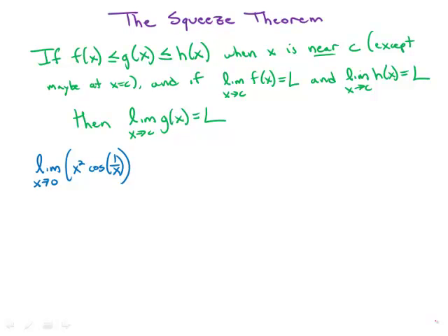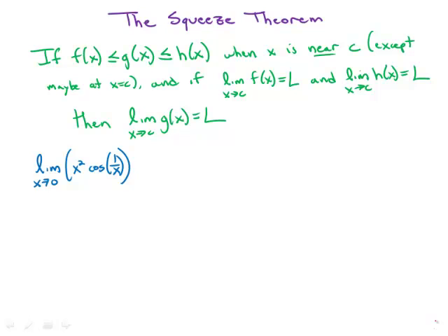The squeeze theorem. This is an important theorem about limits that actually helps us evaluate certain difficult kinds of limits. What it says is that if f of x is less than or equal to g of x is less than or equal to h of x, or in other words, g of x is always between f of x and h of x, when x is in the vicinity of c, when it is near c, and if the limits of both f and h as x approaches c, if both these limits approach some number L, then g, the limit of g as x approaches c, also has to approach that number L.